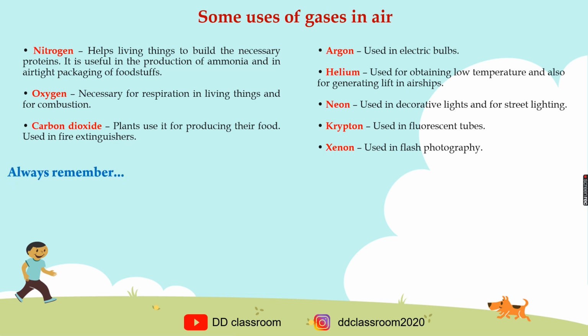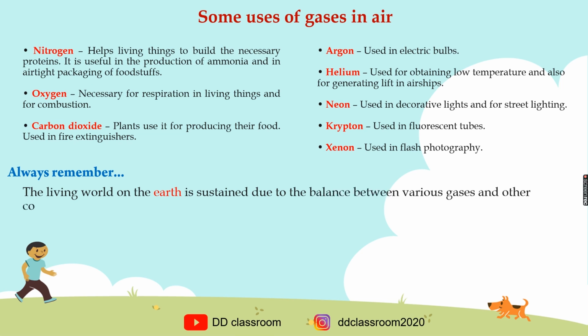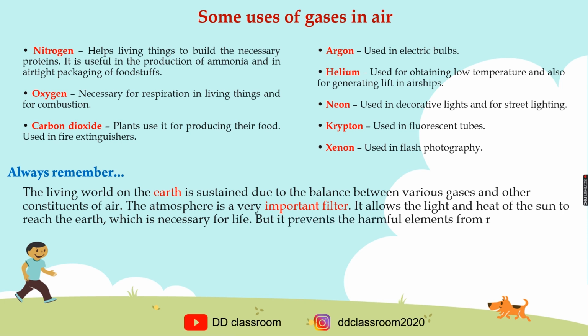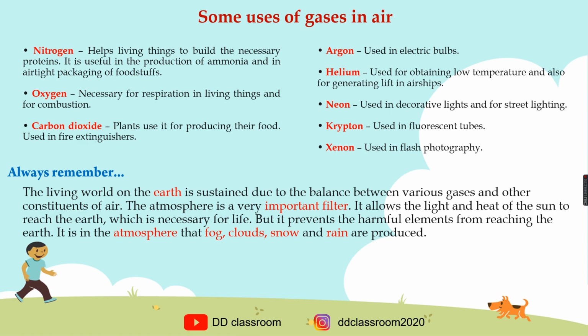Always remember, the living world on the earth is sustained due to balance between various gases and other constituents of air. The atmosphere is a very important filter. It allows the light and heat of the sun to reach the earth, which is necessary for life. But it prevents the harmful elements from reaching the earth. It is in the atmosphere that fog, clouds, snow and rain are produced.